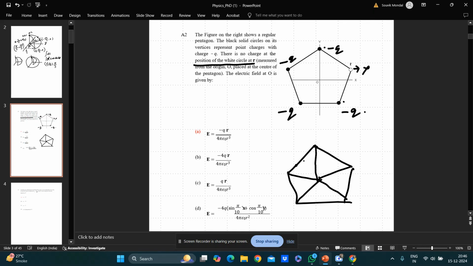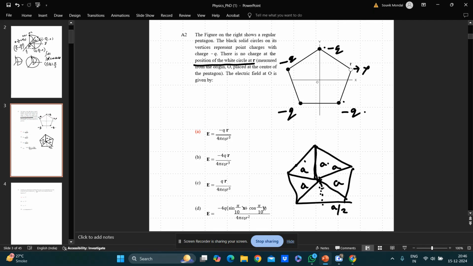Okay, so these are all similar triangles. If this length is a, suppose this length is also a, this length is also a, this length is also a, and this length is obviously also a. So all these are the same. If you draw a perpendicular from this, this length will be a by 2.